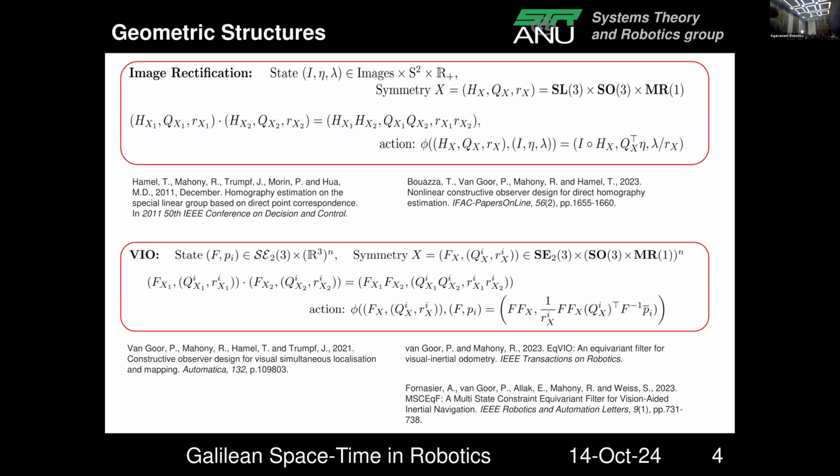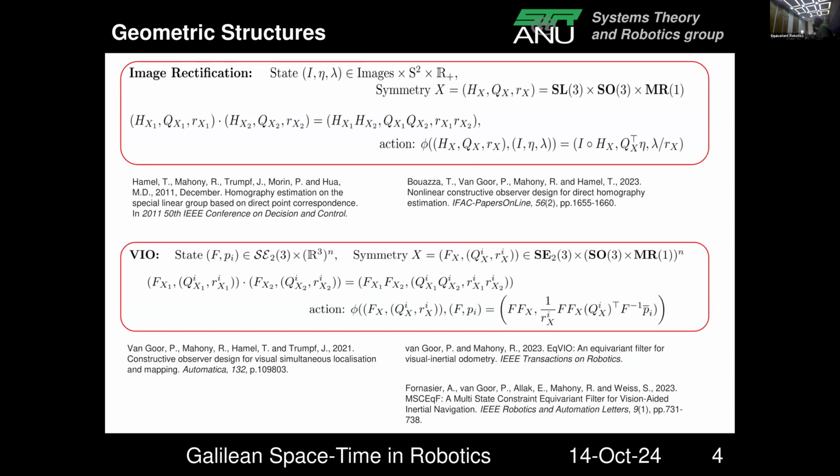Which you can see is images, S2 and R+, and the symmetry that goes along with that is a special linear group, SO(3), and multiplicative reals. And the action there is, so you've got a Lie group, which is a direct product, and the action has a compositional nature. We've got an image composed with a homography and then change the base point. So that's an interesting symmetry, and that's led to some very, very good homography estimation algorithms and image rectification.